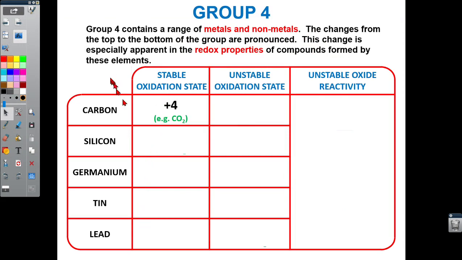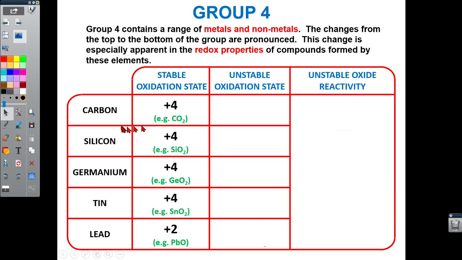As we go down the group, we find silicon is a similar situation. The stable oxide for silicon is SiO2, +4 oxidation state. Same for germanium and same for tin. But when we reach the bottom of the group, for lead, we see a change there. On the bottom of group 4, the stable oxidation state is +2. PbO, lead 2 oxide, is the stable oxide for lead. So that is a definite change from the top of the group.